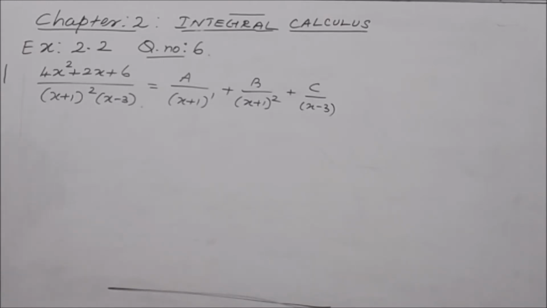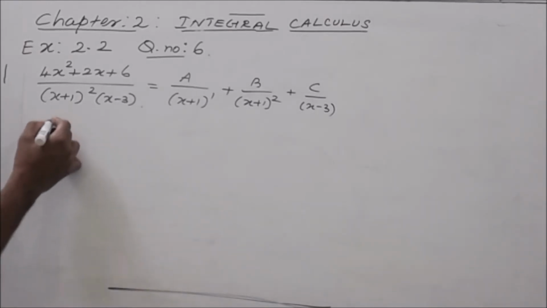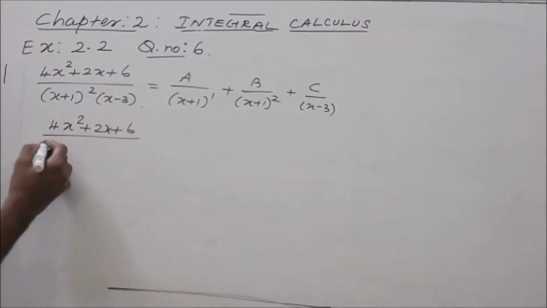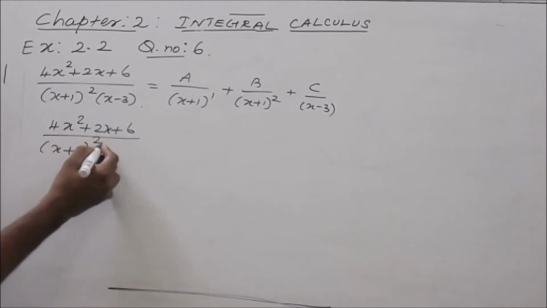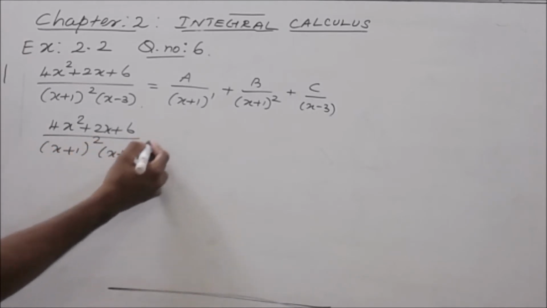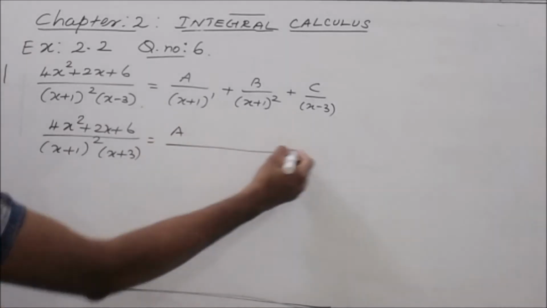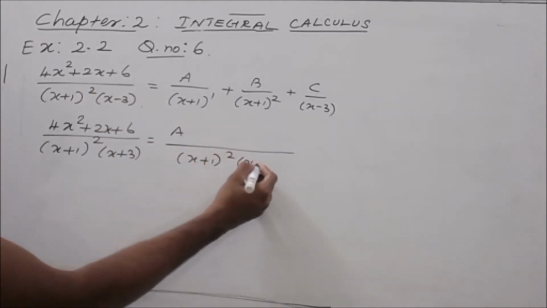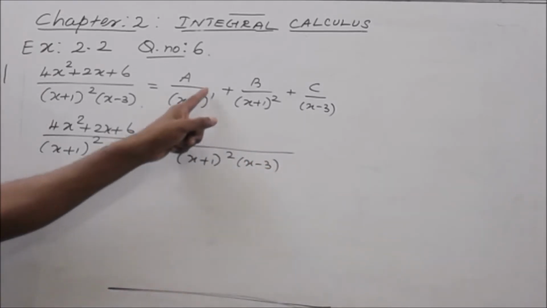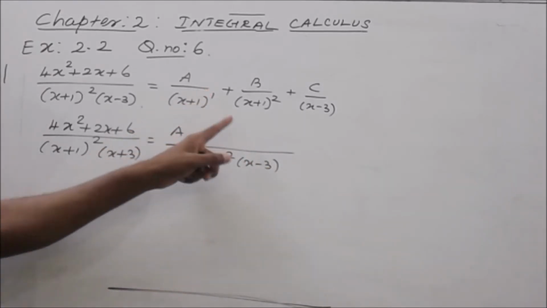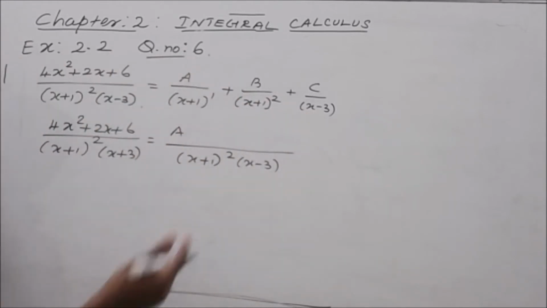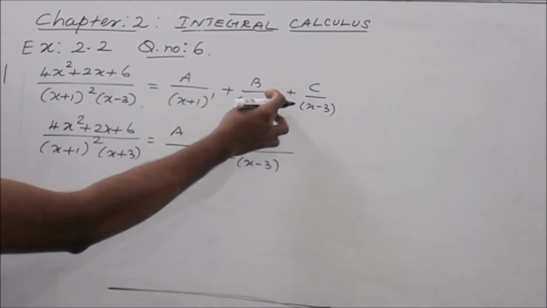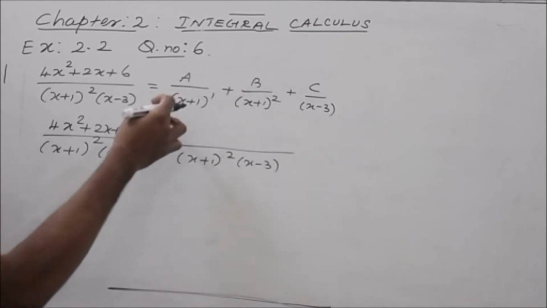Now taking LCM, (4x² + 2x + 6) / ((x + 1)² (x − 3)) will be equal to A into... Now take LCM here. The LCM is (x + 1)² into (x − 3). So for A, (x + 1) into (x − 3) will be multiplied to the numerator of A. Now (x + 1)² and (x + 1) get cancelled.